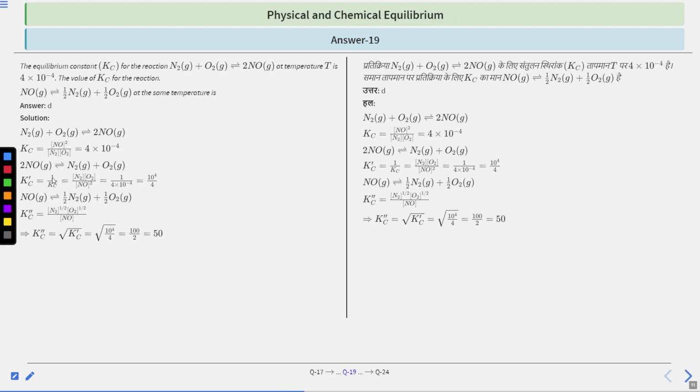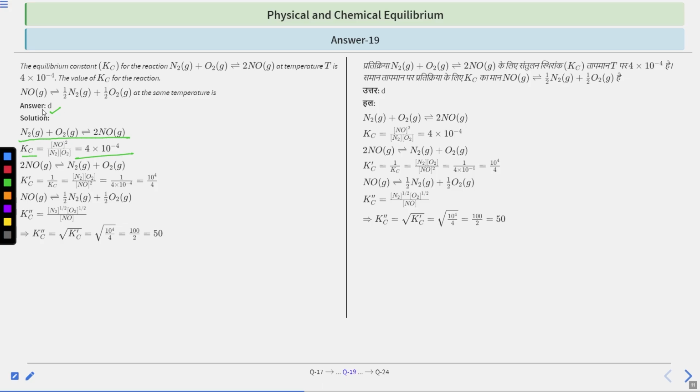Okay, so you can see that the correct answer is option D. We have this equation given in the question, N2 plus O2 gives 2NO, and Kc is given, which is Kc equals NO whole square, because 2 is the stoichiometric coefficient of the product NO, divided by the reactants N2 and O2. And Kc is equal to 4 into 10 to the power minus 4. On solving this equation, we have the Kc value, and we don't know the NO, N2 and O2 concentrations, right?